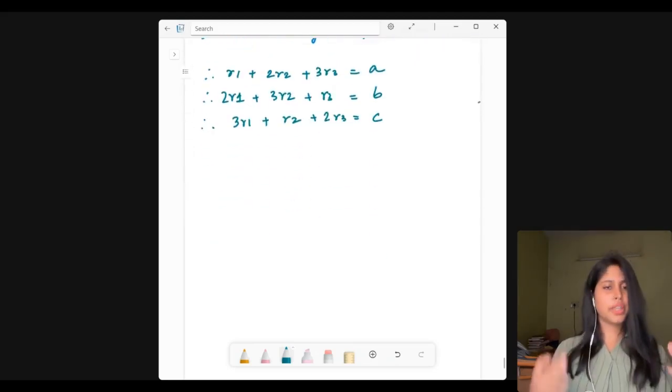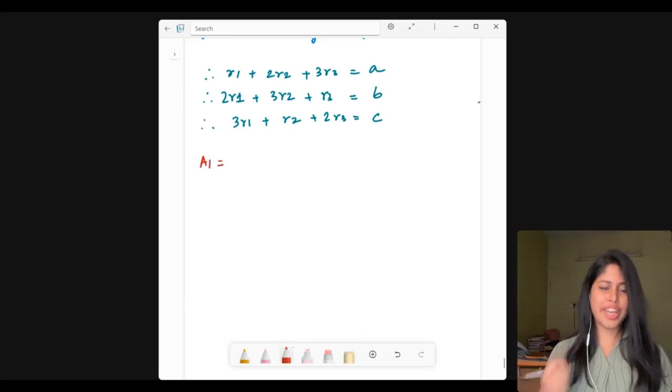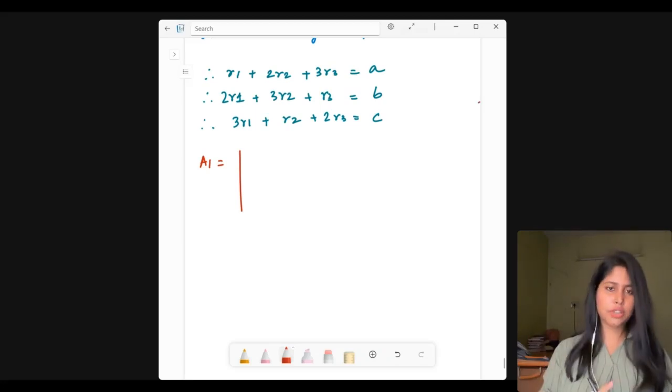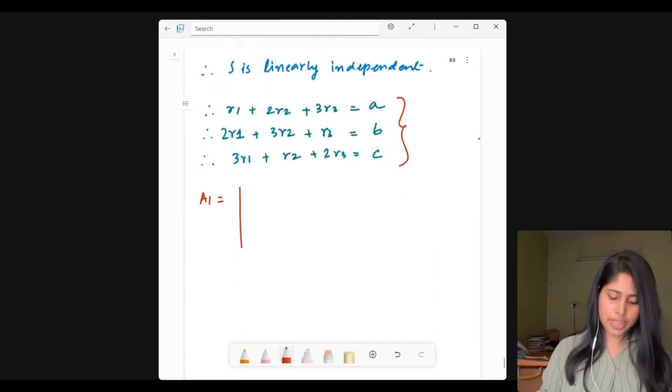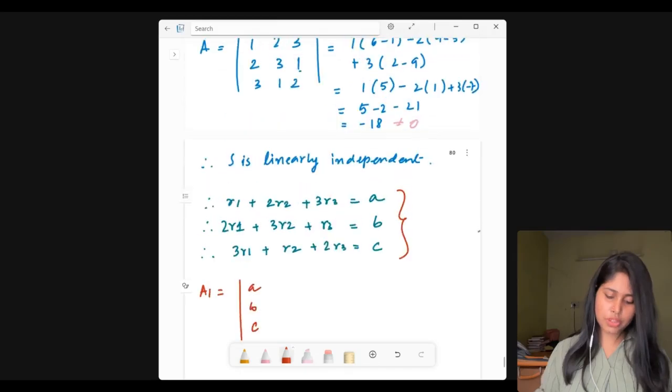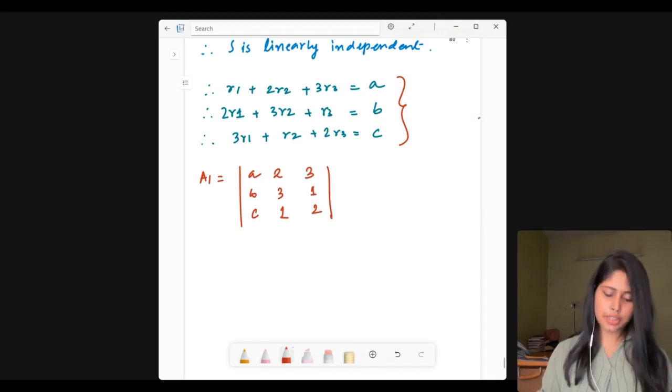All right. So from here, we have already got the determinant of A. Now we need to find the determinant of A1, A2, and A3. Let us see how we will find it. Let us take red color. So A1 will be what? First, we need to replace the first column with the B column, which is the vector a, b, c. The first vector is 1, 2, 3. We will replace that with a, b, c. And the second column is 2, 3, 1, and then 3, 1, 2.